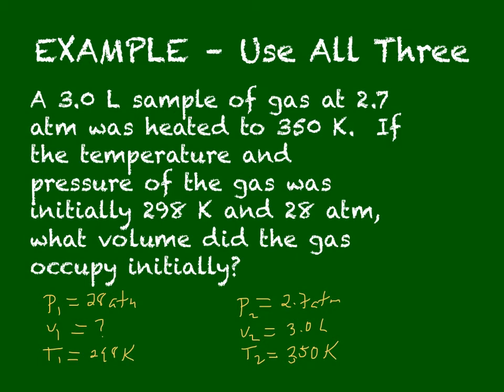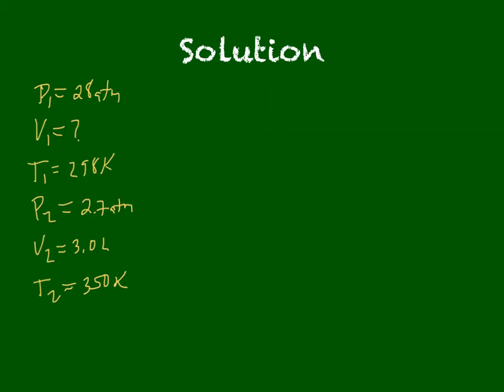So some unknown volume of gas at a really high pressure and a lower temperature is allowed to expand to 3.0 liters and 2.7 atmospheres at 350 Kelvin. So there's a lot of stuff going on here, but we've nailed down all of our components. Now we just have to make sure that we use our combined gas law and rearrange properly. So we use our equation P1 V1 over T1 is equal to P2 V2 over T2.